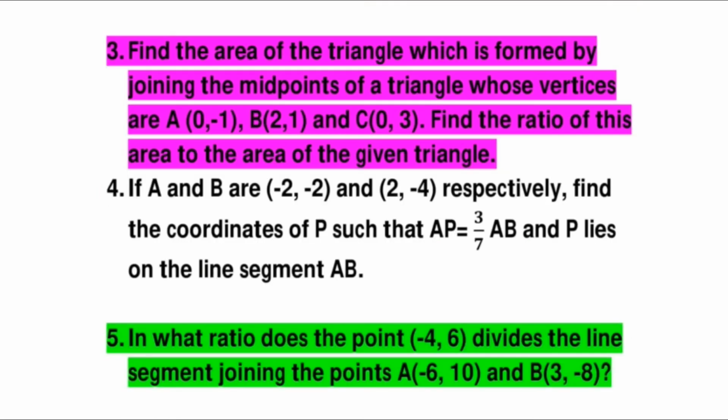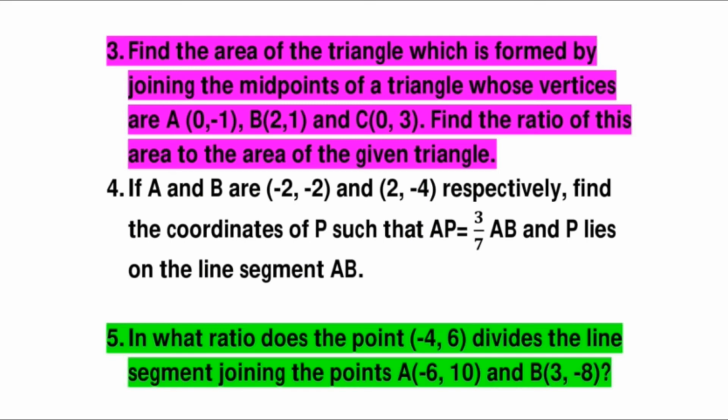Question number 3: find the area of the triangle which is formed by joining the midpoints of a triangle whose vertices are given. Find the ratio of this area to the area of the given triangle. So it is very easy. At first you have to find out the midpoints of AB, BC and AC, then find the area of the smaller triangle, then find the ratio of these two triangles.